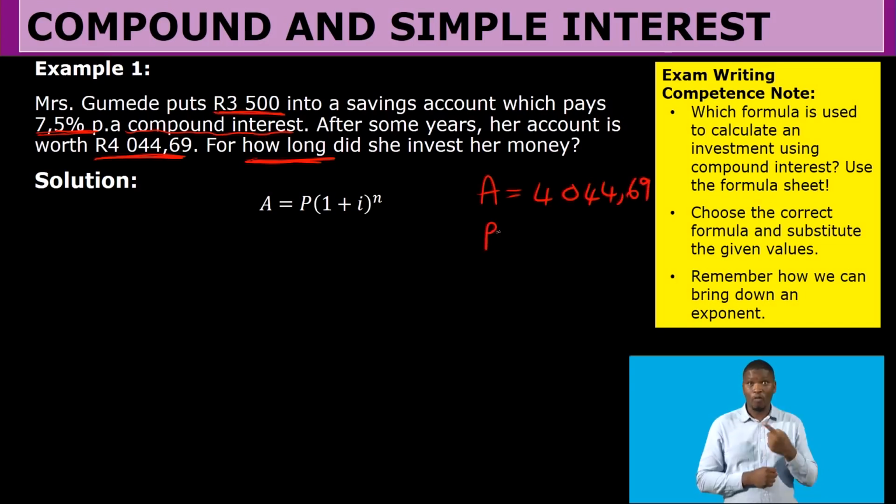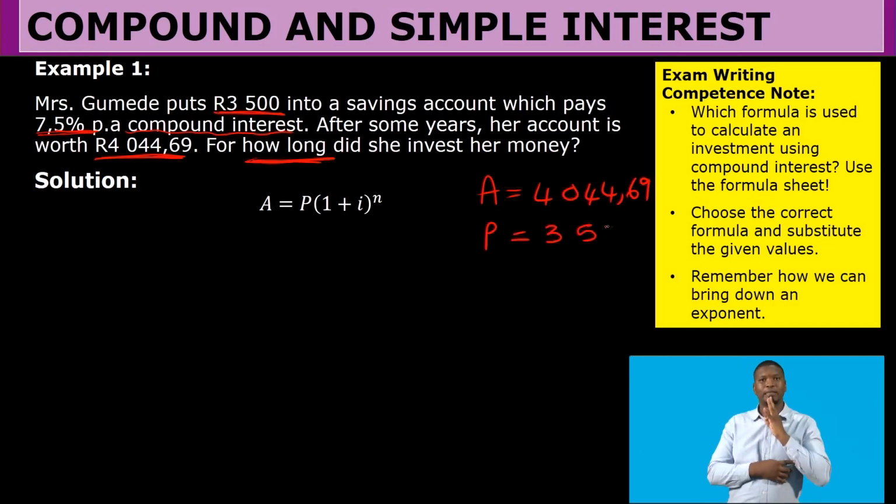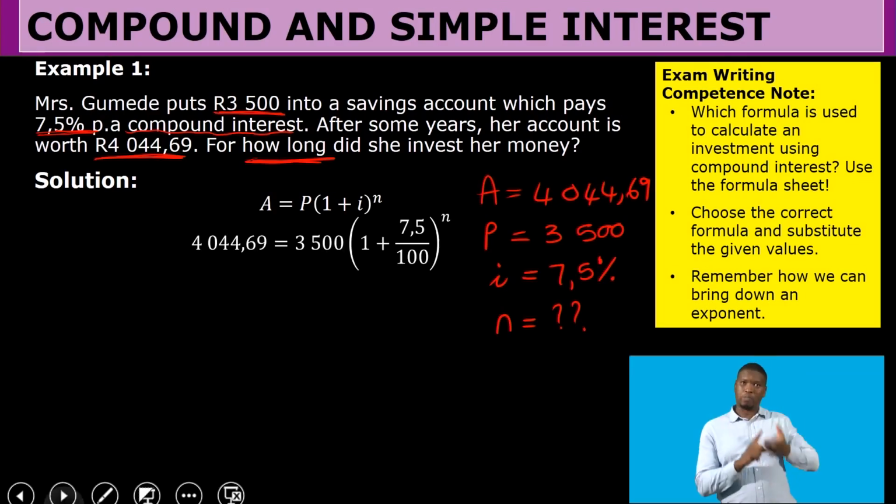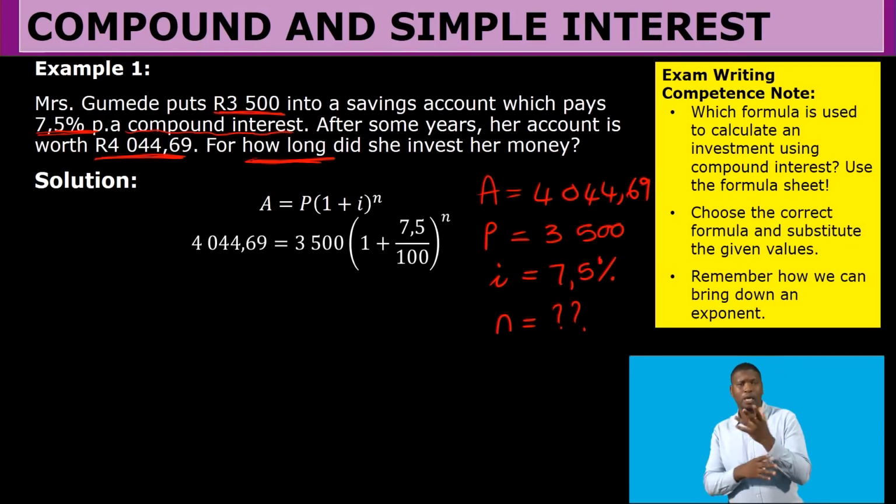When it comes to the present value, that is the money that was invested now, which is the 3,500 rands. And of course, we have our interest, which is 7.5%. And then we have the number of years, which is what we are trying to calculate. So when we substitute, we've substituted our future value, our present value, and of course our interest, which is 7.5%, or 7.5 divided by 100. Now you can see that the unknown value here is the n. So that is what we are going to calculate now.